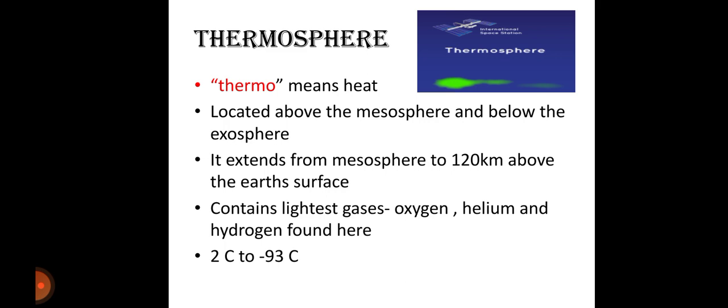Fourth layer is thermosphere. Thermo means heat. It is located above the mesosphere and below the exosphere. This layer has extremely high temperature. It extends from mesosphere to 120 km above the Earth's surface. Satellites mostly occur in this layer. This layer contains lightest gases, oxygen, helium and hydrogen found here. Its temperature range is 2 degrees Celsius to minus 93 degrees Celsius.